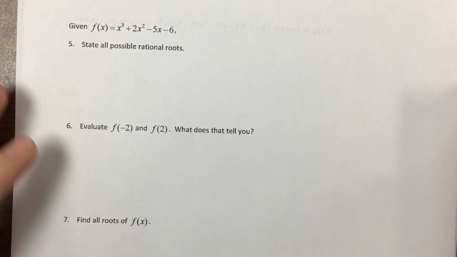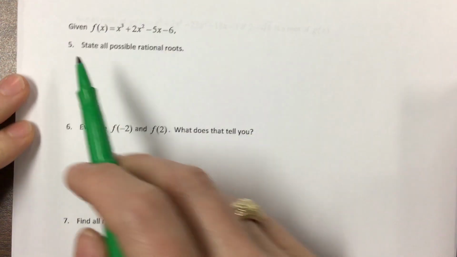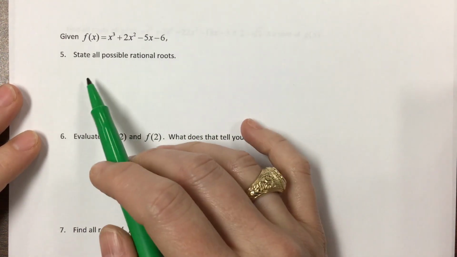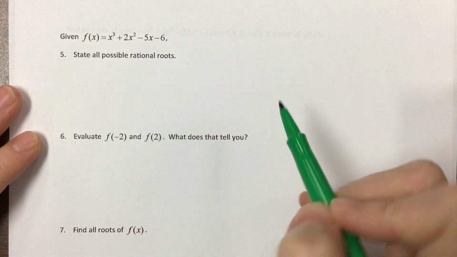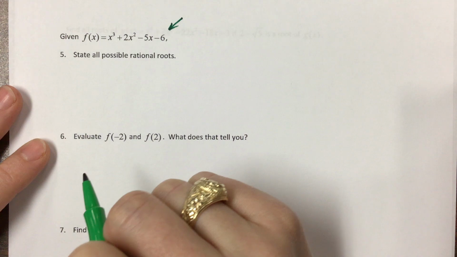Howdy. In this video, we're going to look at finding roots of a polynomial. We have a rule or formula that tells us that if there are rational roots, they come from the factors of the constant divided by the factors of the leading coefficient.